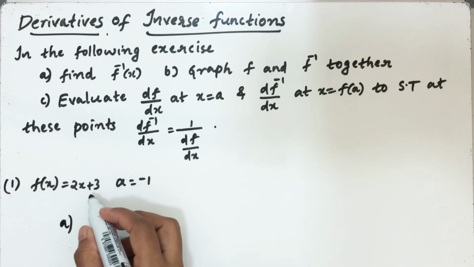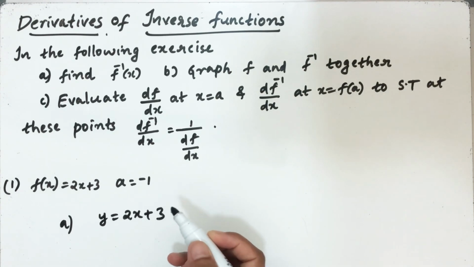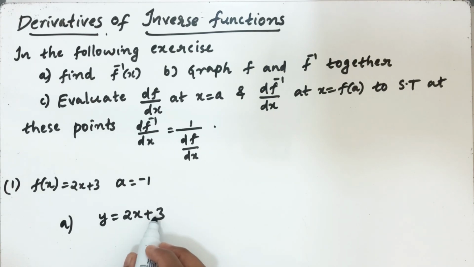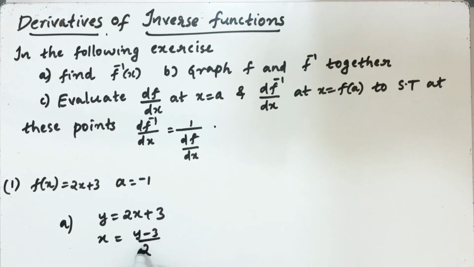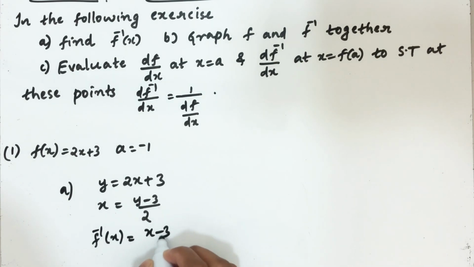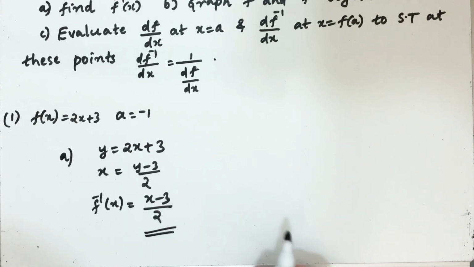To find f inverse of x, put y is equal to 2x plus 3. Then express x in terms of y. That is 2x is equal to y minus 3. Or we can say x is equal to (y minus 3) by 2. Interchange x and y. So we get f inverse of x is equal to (x minus 3) by 2. So this is f inverse of x.